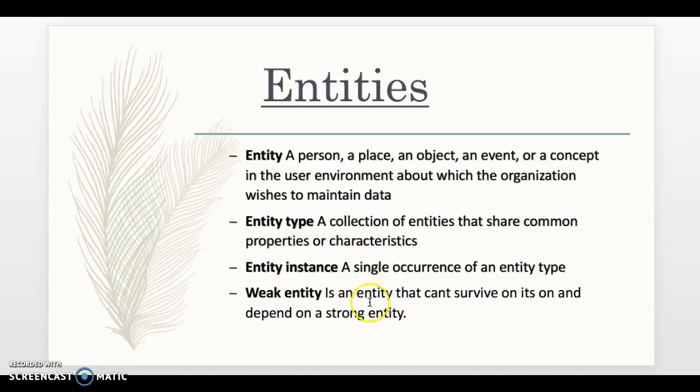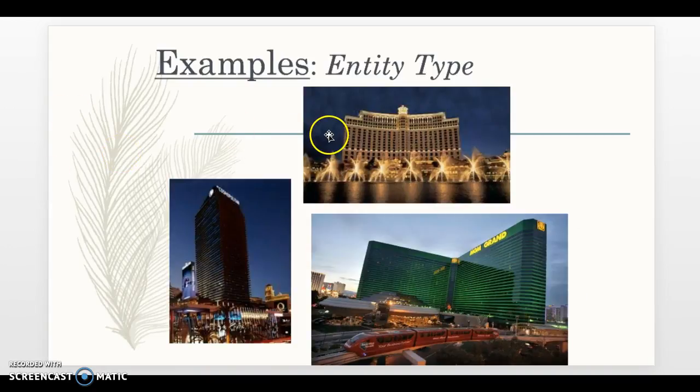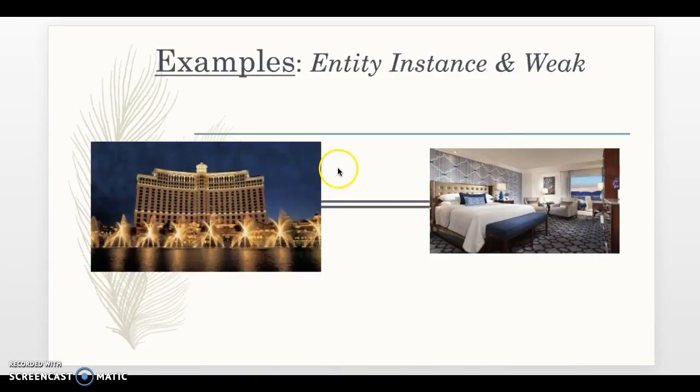A weak entity is an entity that cannot survive on its own. It has to depend on one of the stronger entities. An example of an entity type is the hotels in Las Vegas: the Bellagio, the Cosmopolitan, and the MGM Grand all share similar characteristics. An entity instance is the Bellagio, for instance. This is one resort, one hotel, and the weak entity would be the room. The room is weak because it cannot survive without the hotel.